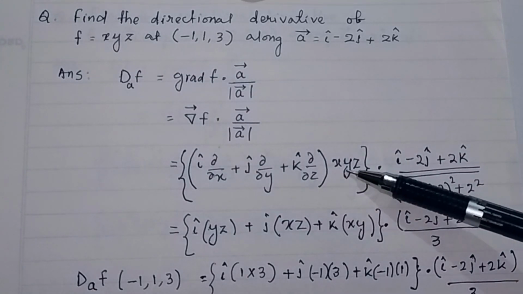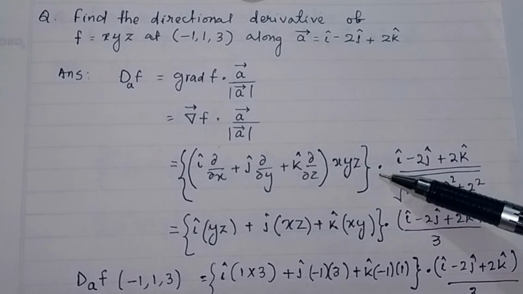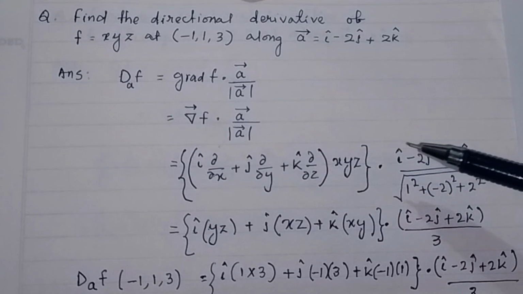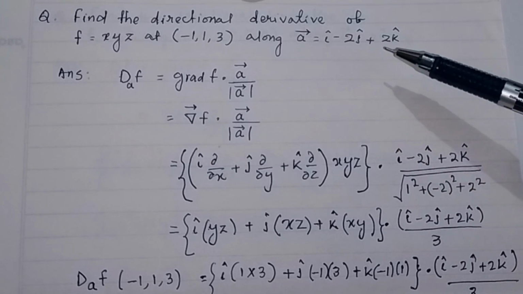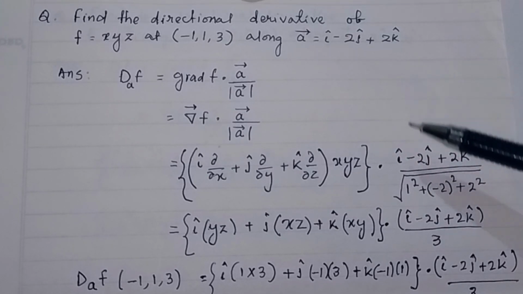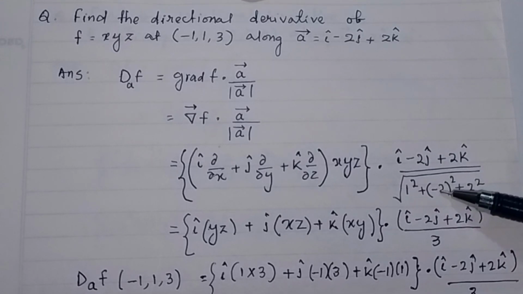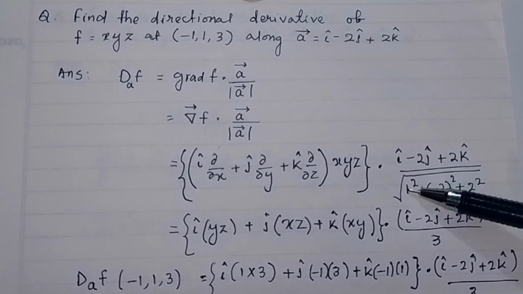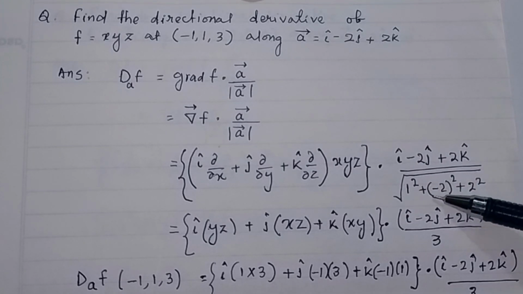So here the scalar function f is equal to xyz, and we take the dot product with the unit vector. The vector a is given as i cap minus 2j cap plus 2k cap, so the unit vector is i cap minus 2j cap plus 2k cap divided by the magnitude of a. The magnitude of a is the square root of 1 squared plus (-2) squared plus 2 squared.